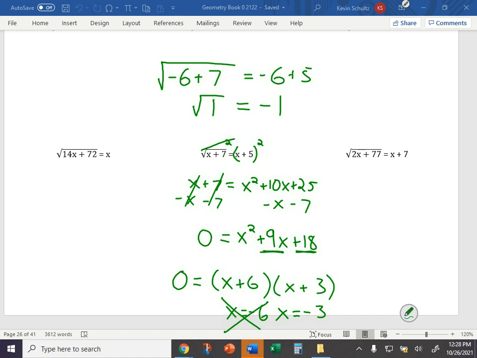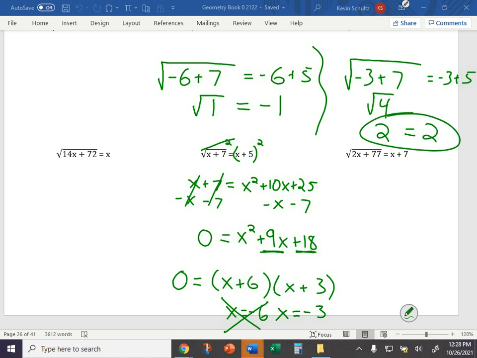If we plug in -3, and I know I'm kind of going all over the place here, -3 plus 7, the root of that, equals -3 plus 5. This time we're plugging in -3 for x. -3 plus 7 is 4. The root of 4 is -3 plus 5. This one works. -6 does not. It doesn't mean you did any of the math wrong. It means that math is a little bit quirky. Okay? It's an extraneous solution.